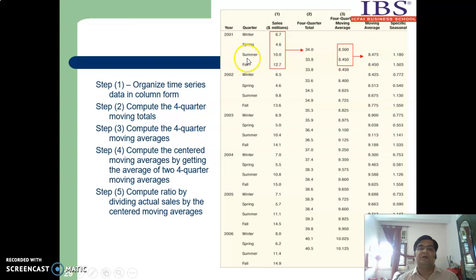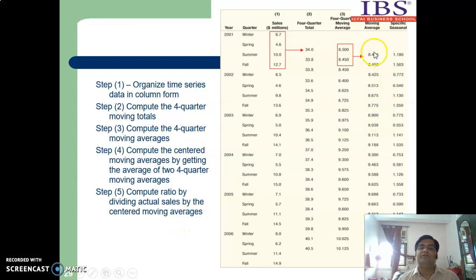That means in the summer, the average moving average sales is 8.475. In this way, we will take the average and we will write in the 4th column, depicted 4. And finally, we will take the specific seasonal index. So we compute the ratio by dividing actual sales by the centered moving average.